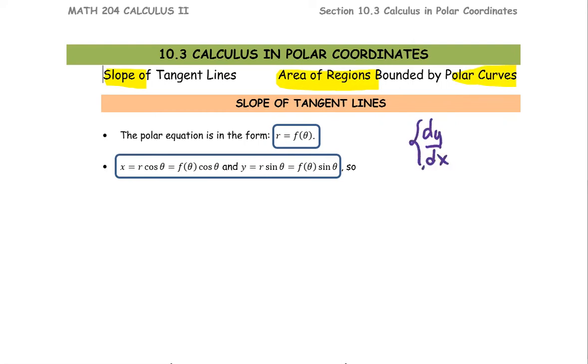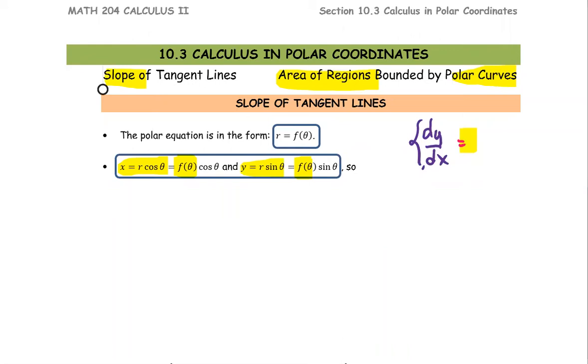from the polar equation, which is in the form r equals f of theta, and x is defined as r multiplied by cosine theta, y as r times sine theta, we can replace r with the function f of theta. To find dy by dx, we use the calculus of the parametric equations.